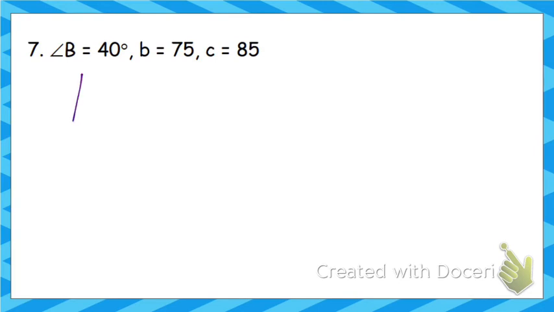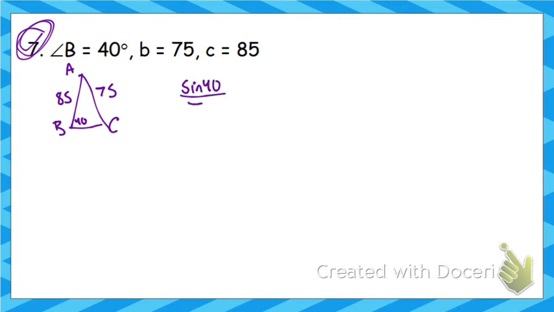All right, let's draw our triangle out. Triangle A, B, C. Angle B is 40. Side B is 75. Side C is 85. This is the ambiguous case, okay? This is side-side-angle. So be careful and use law of sines. So sine 40 over 75 equals sine C over 85. That's the only way we can set this up right now.